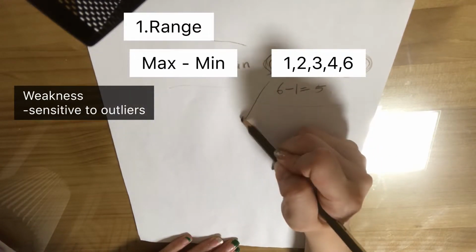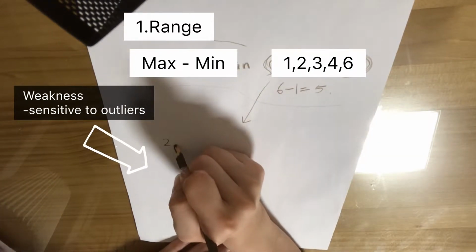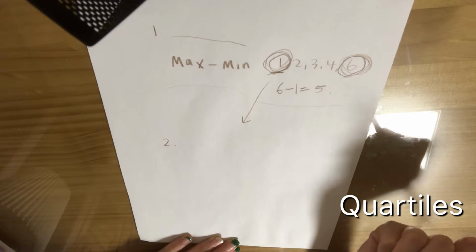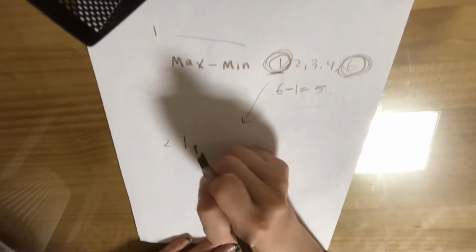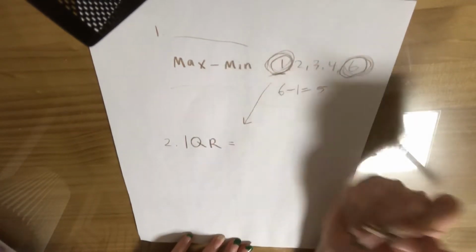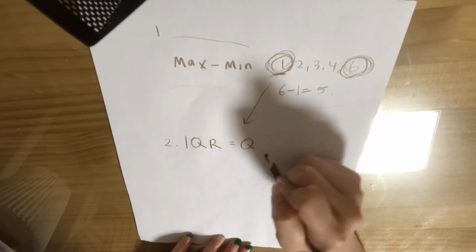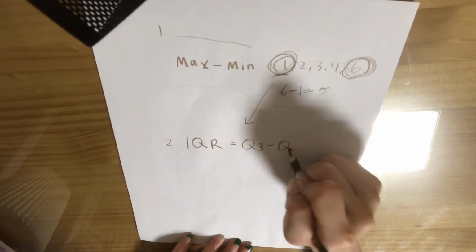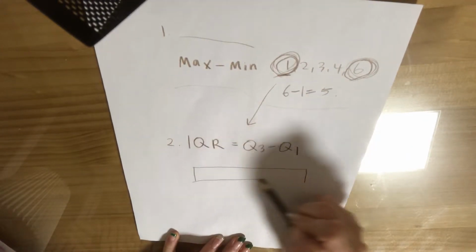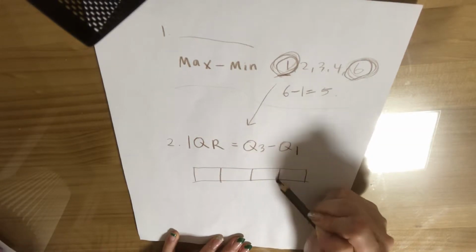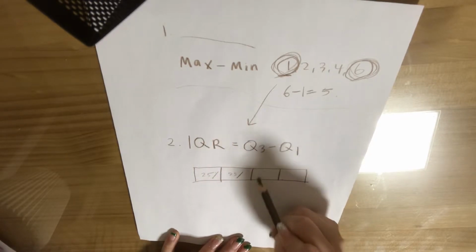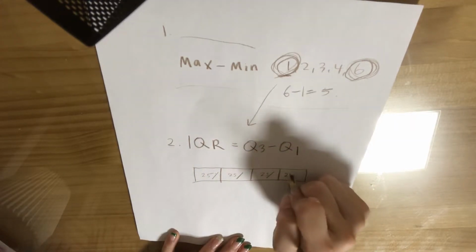So in order to cover this weakness, there is another factor, number 2, which is quartiles. Quartile is a concept that is from IQR. IQR is the formula for it. I will first explain it. It is Q3 minus Q1. So the concept of quartile is this. When you have the data, you divide it into 4 parts: 25%, 25%, 25%, and 25%.